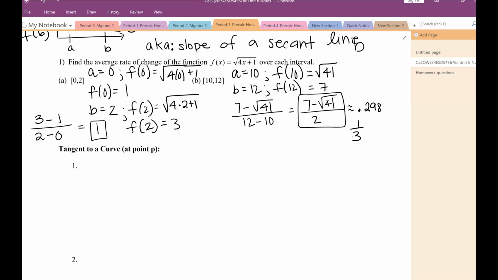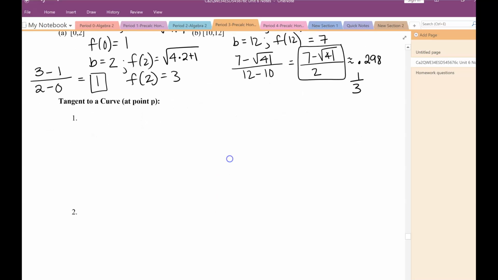Okay. So now what happens when you have a tangent to a curve at point P? Tangent is when only one point is given. Only one point is known or given. Okay. So how do you find the slope if there's only one point? Don't you need 2 points for the slope?